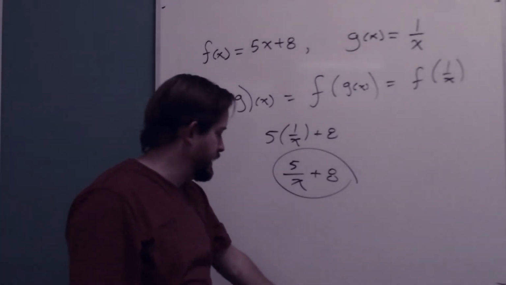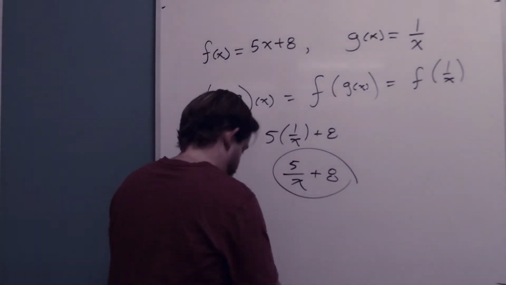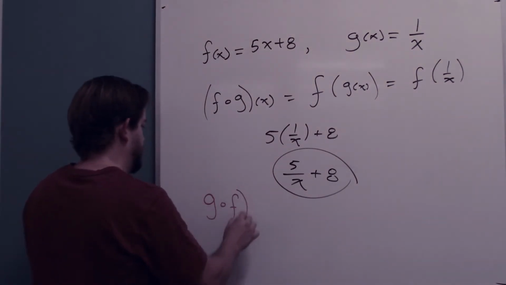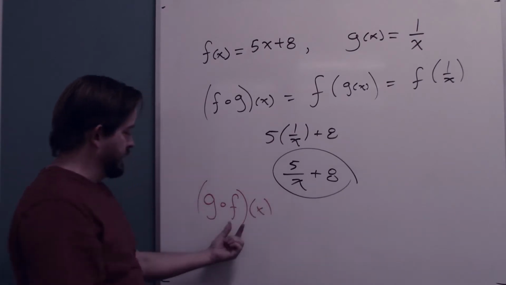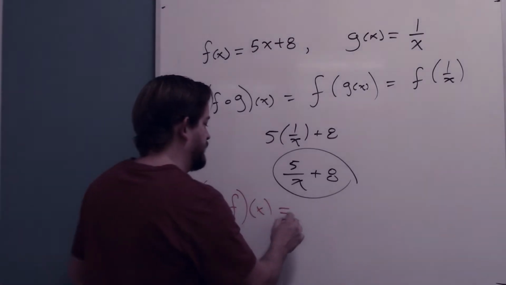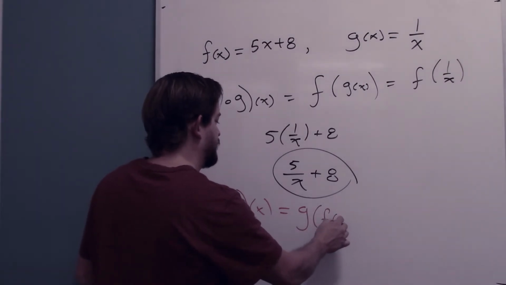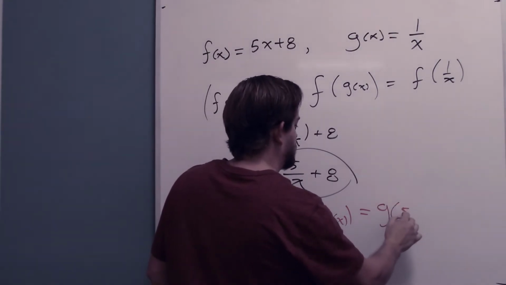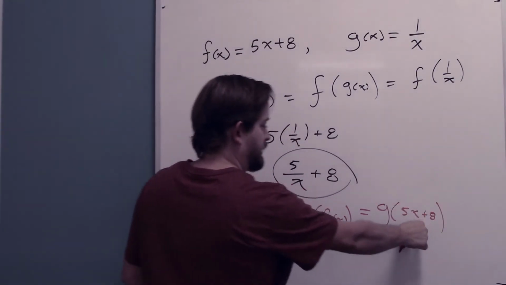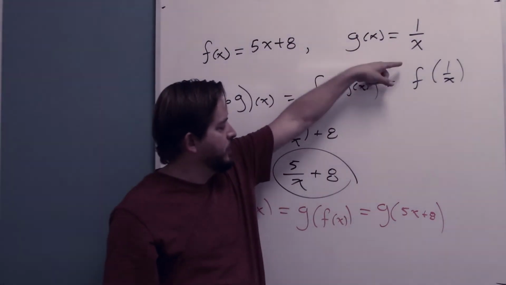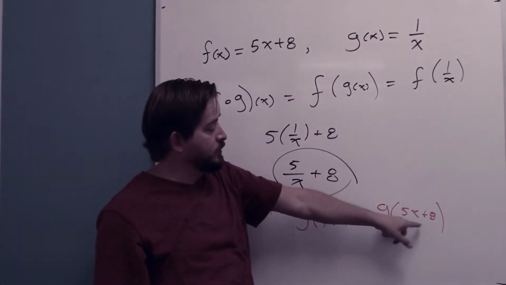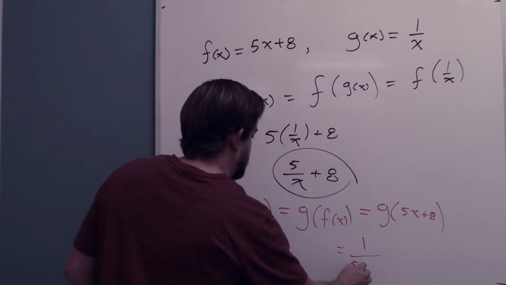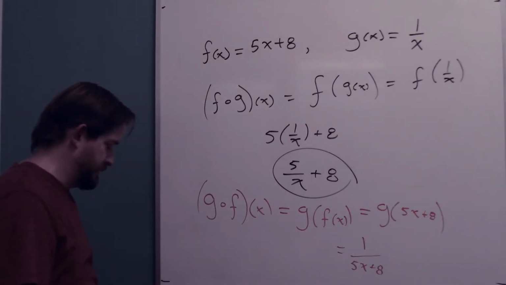We can do the other way and take g composed of f, which again is like just taking f of x and plugging it into g. So that is g of f of x, or if you like, that is to say this 5x plus 8 gets plugged into g, and therefore g, which is 1 over this, is now 1 over x becomes 1 over 5x plus 8. So this is then 1 over 5x plus 8. And there it is.